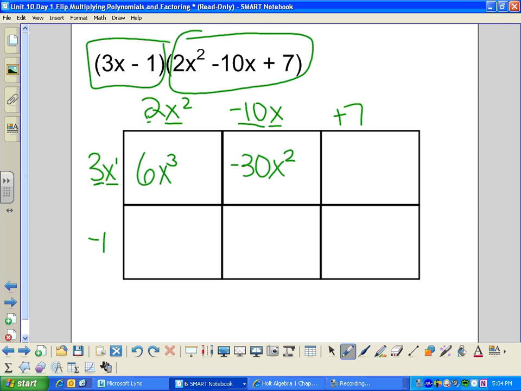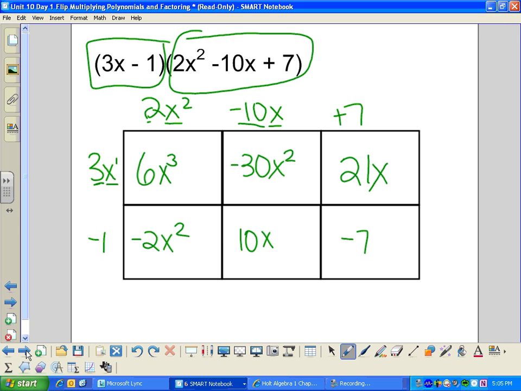Okay, then I have 3x times 7, which is 21x. Next row is negative 1 times 2x squared, so that's negative 2x squared. Negative 1 times negative 10x is 10x, and negative 1 times 7 is negative 7. Wow, that looks really complicated, but it's not. We've done a lot in just this short space. We've got to find our like terms. So let's see which terms are like terms.